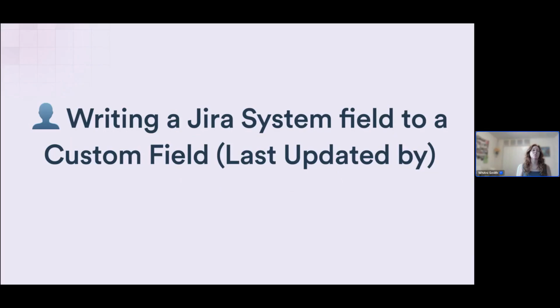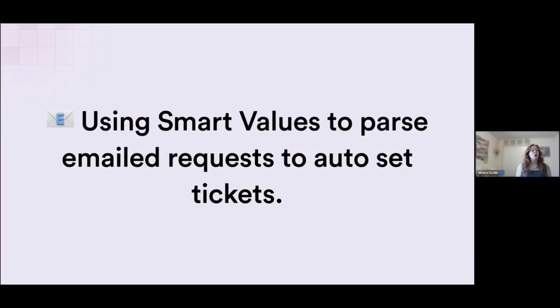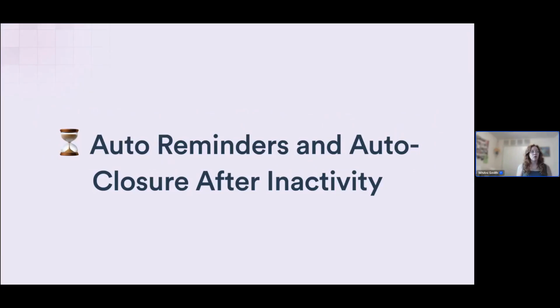We're also going to talk about how to write, let's say, a Jira system field to a custom field. We're going to use smart values to be able to parse email requests to auto set information on tickets, whether it's setting the request type, adding information to a summary, things of that sort. We're also going to go through the ability to do auto reminders and auto closure after a sort of inactivity, and how you compare your SLAs with an automation rule to kind of achieve this clean environment and making sure you don't have stale tickets.